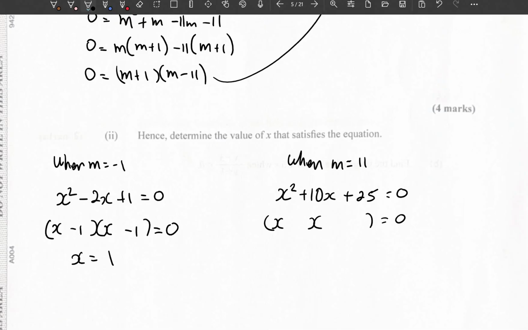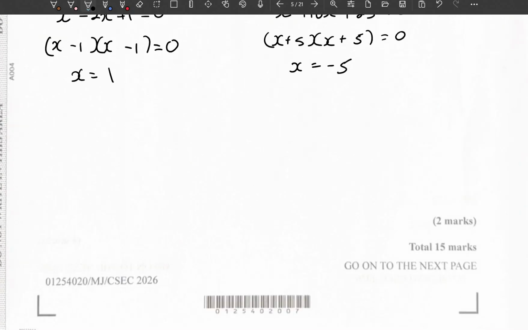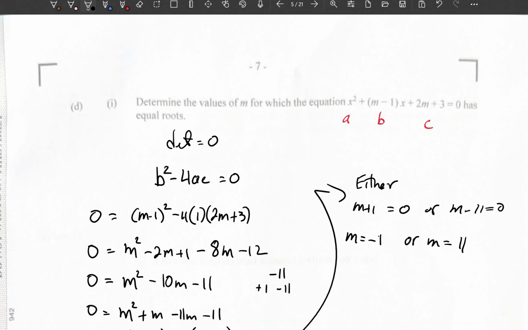So we're going to have x, we need two factors of 25. So that'll be 5 and 5, plus and plus. 5 by x, that's 5x, 5 by x, that's 5x, we get 10x, 5 by 5, that's 25. And so we have another perfect square, so we see that x would therefore be minus 5. And there we go. Right, so moving right along.